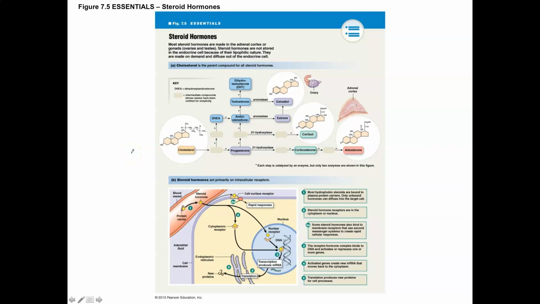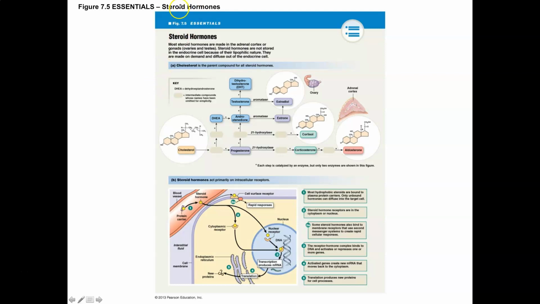Let's talk about steroid hormones and their mechanisms of action. And then let's also look at hormones that are similar in action to steroid hormones, but aren't actually steroids. So first off, let's talk about steroid hormones.